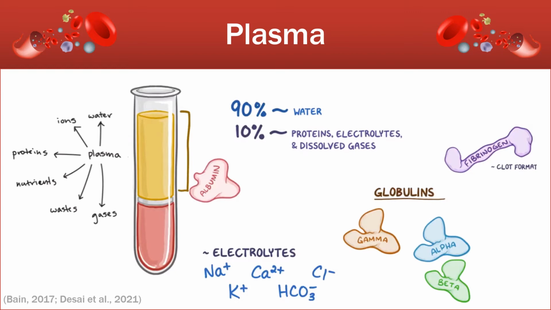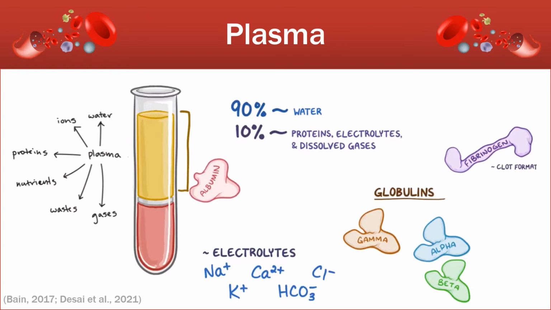About 90% of plasma is actually made up of water, and the other 10% is composed of proteins, electrolytes, dissolved gases, waste, nutrients, etc., as you can see listed on the left-hand side of your screen. Albumin is made in the liver and helps maintain what's called oncotic pressure, which is the force that helps to keep water in the bloodstream.